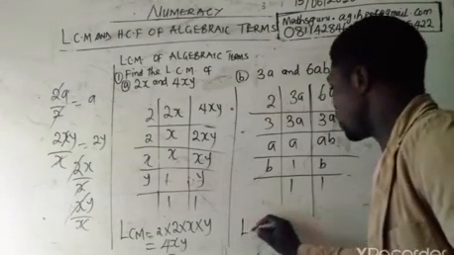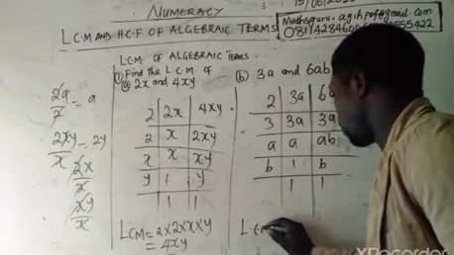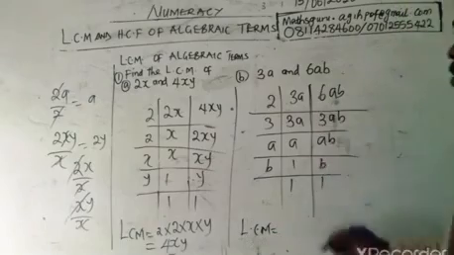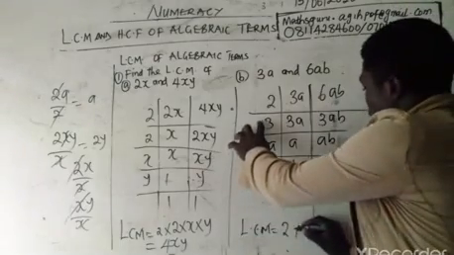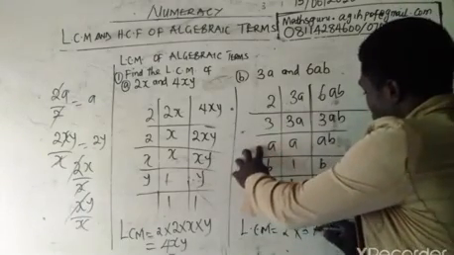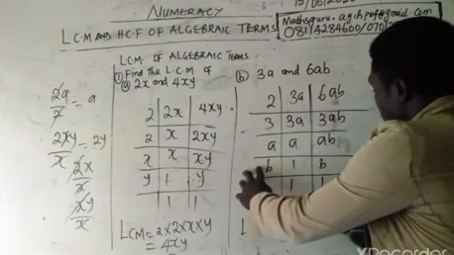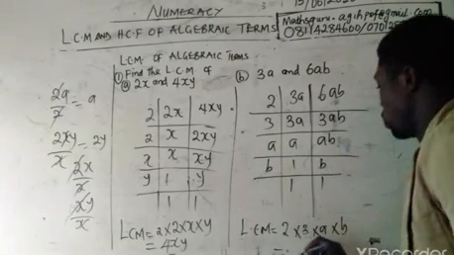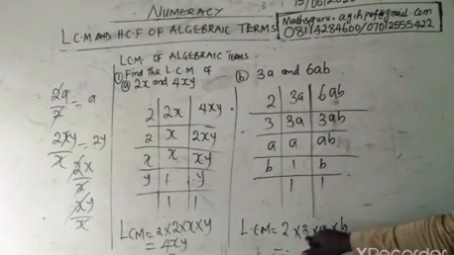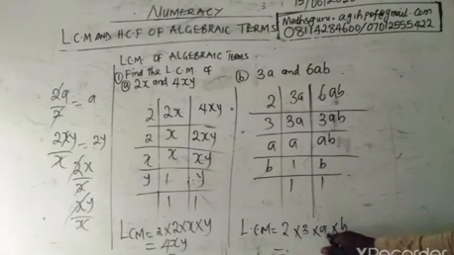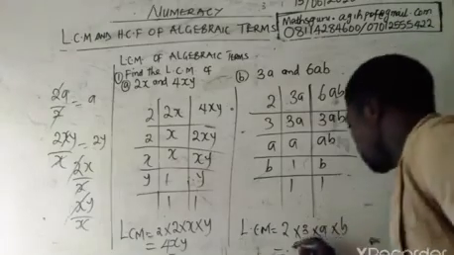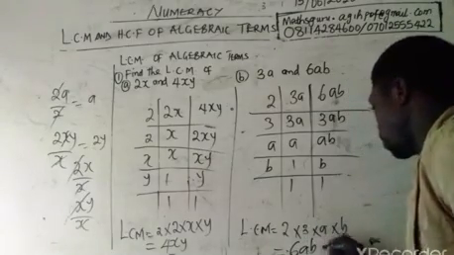So the LCM of the expression will become 2 times 3 times a times b, which will be 2 times 3, 6. 6 times a, 6a. And 6a times b is 6ab.